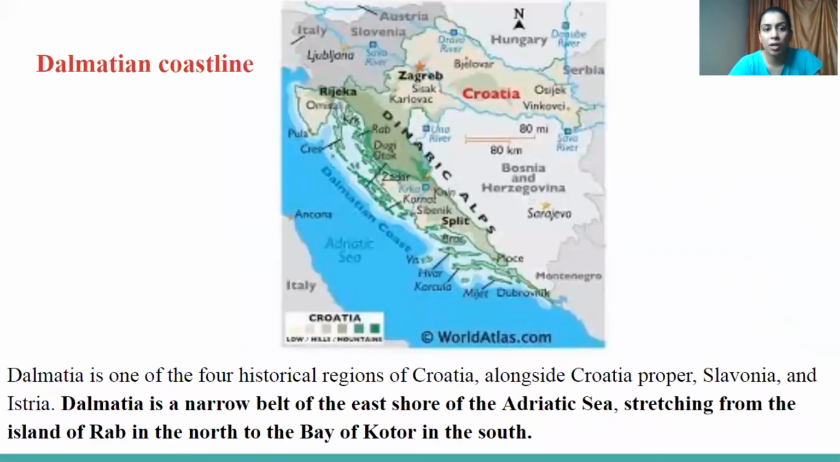The next is the Dalmatian coastline. So Dalmatia is one of the historical regions of Croatia alongside Croatia proper, Slovenia and Istria. So Dalmatia is a narrow belt of the east shore of the Adriatic Sea stretching from the island of Rab in the north to the Bay of Kotor in the south.